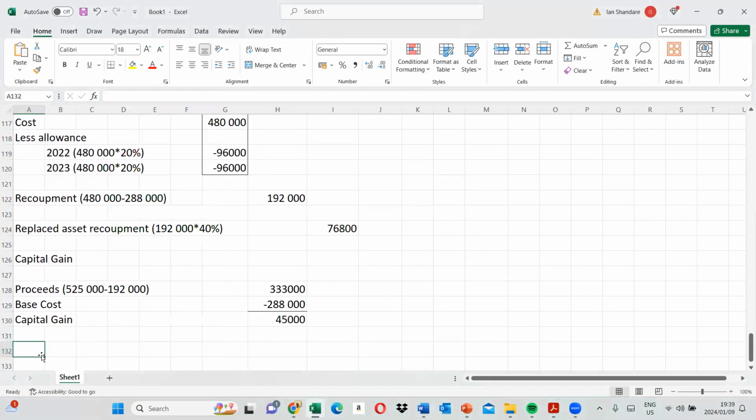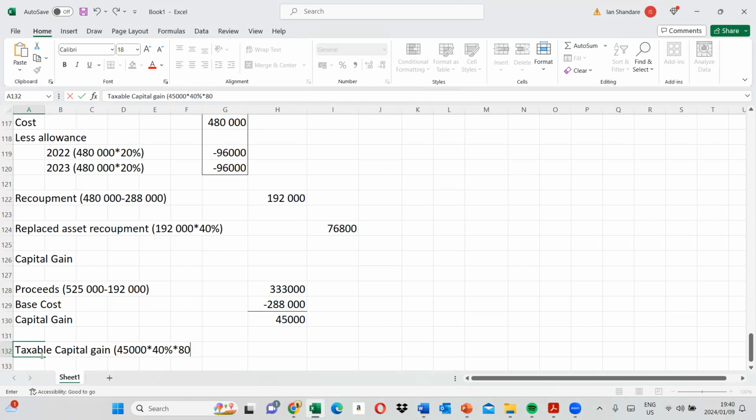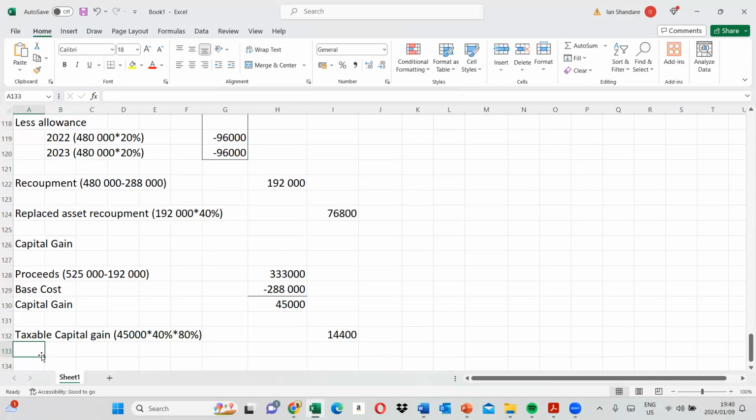So the taxable capital gain. We're going to include now 45,000. We also multiply by the allowance. Remember, you're going to claim an allowance of 40%. So it'll be 45,000 times 40%, and then you multiply also by your capital gain rate, which is 80%. Remember, companies' taxable capital gains is calculated at 80%. So you have 45,000 times 40% times 80%, and that gives us this amount.